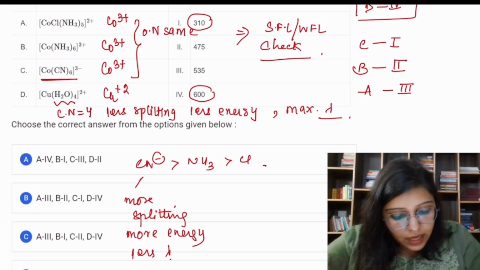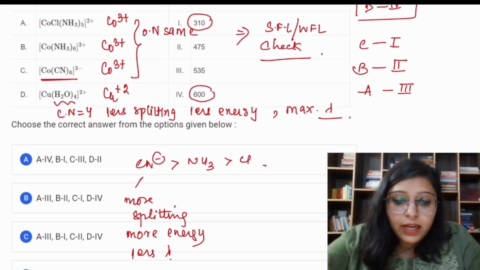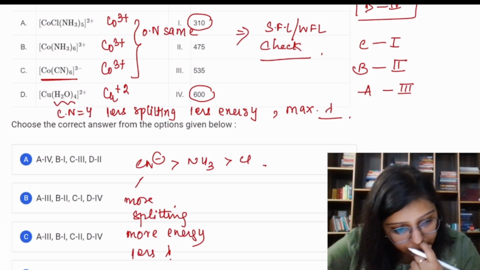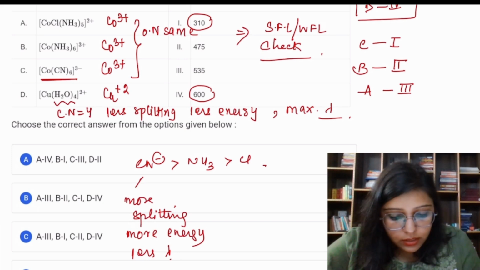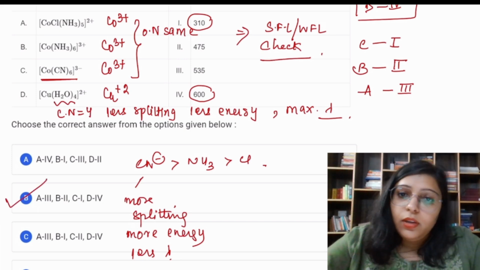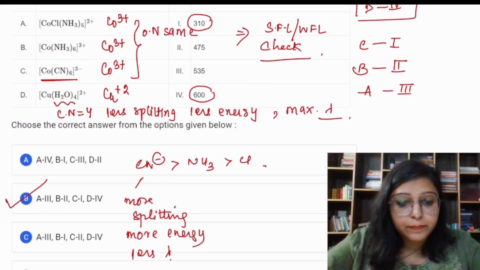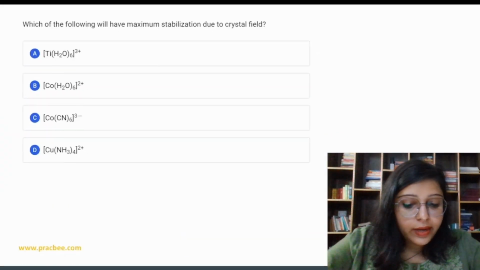So on the basis of that, what do we get? A answer is 3, B answer is second, C answer is first and D answer is fourth. Okay, so the answer is going to be option number B. Clear? Now let's do the next question.